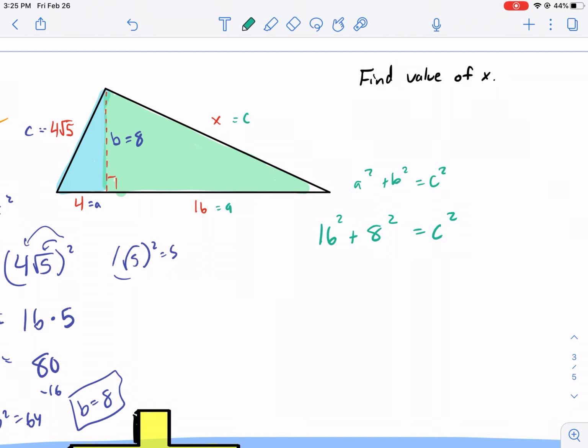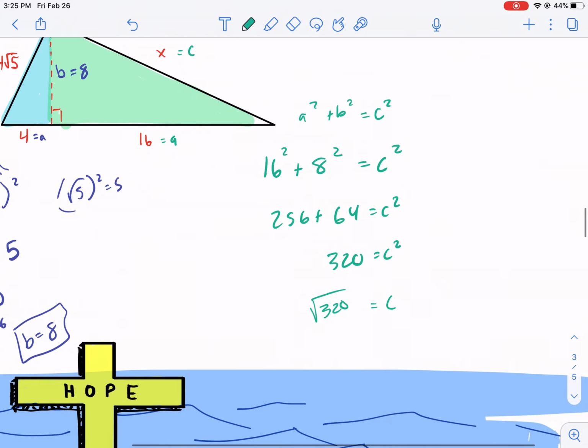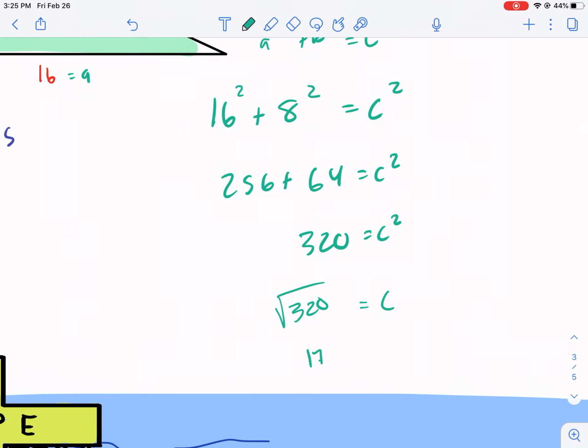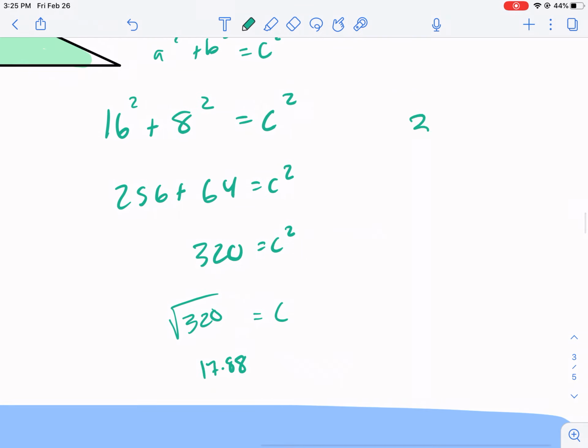So now we have 16 squared, and that result is 256. Plus 64, and that equals C squared. So we add those two and we get 320 equals C squared. We're going to take the square root of that, and we get a decimal. If you're looking for the decimal, it's something around 17.88. But I think we should simplify this in radical form.